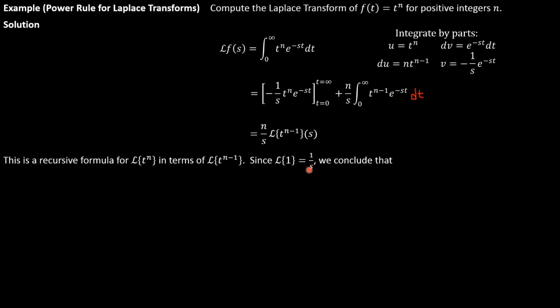So in the end, when you've done this process n times, you're going to end up with n factorial, n times n minus 1 times n minus 2 times all the way down to 1. And you'll also end up with n plus 1 copies of s in the denominator. So this is our formula. I think I'll make it a homework problem to prove this formula by induction. So you can have fun with that.